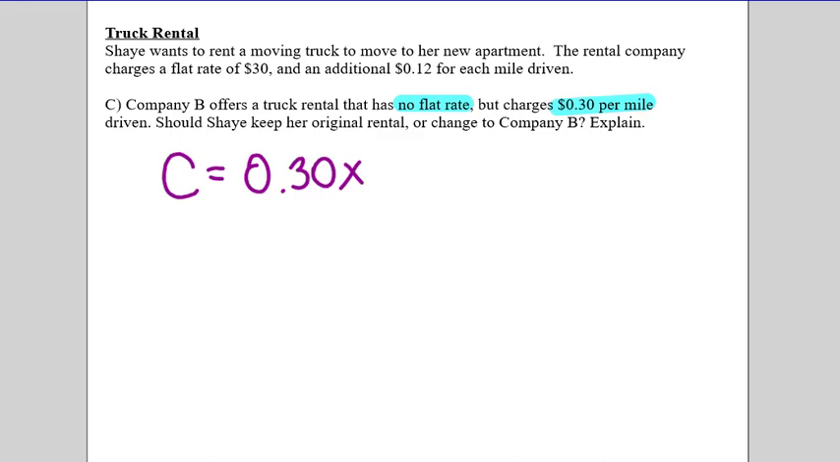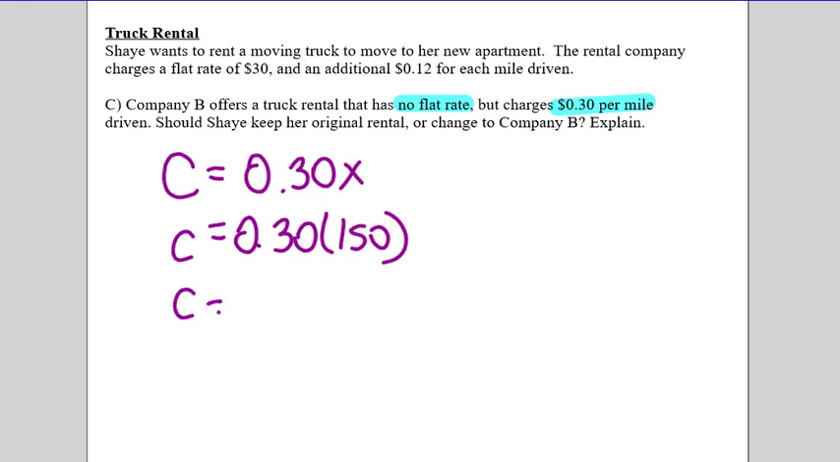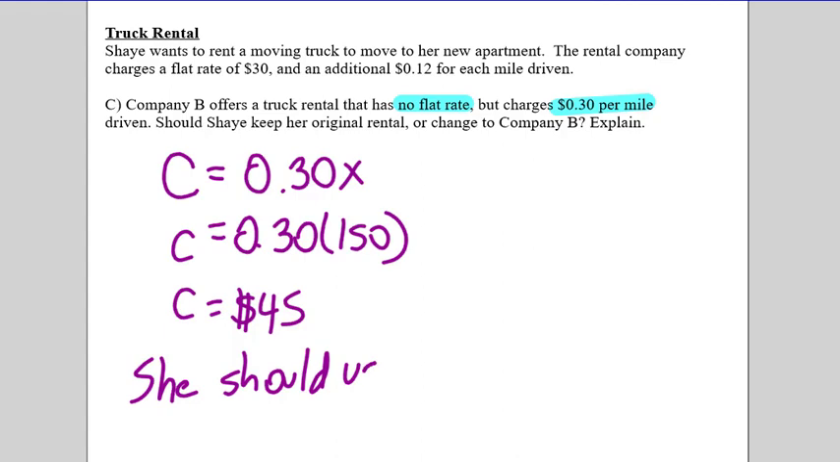So if she's driving 150 miles, we can put that in here. We can say, well, 30 cents times 150 would be $45. So 45 is less than the 48, so we'd say she should use company B because she'd save $3 for that rental.